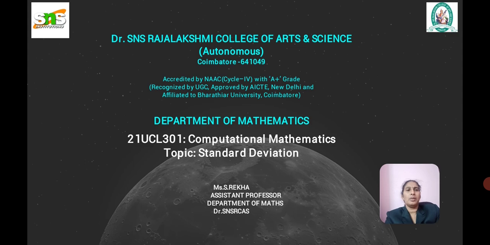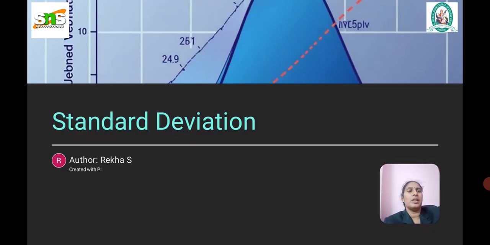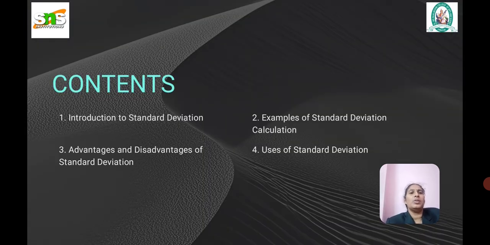The last topic is standard deviation in the course Computation of Mathematics. This standard deviation is nothing but a root mean square deviation. Another name we can say is root mean square deviation. Here the content we are going to discuss is an introduction of standard deviation, then advantages and disadvantages, examples of standard deviation, and uses of standard deviation.